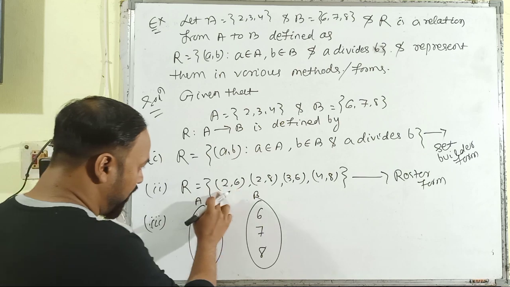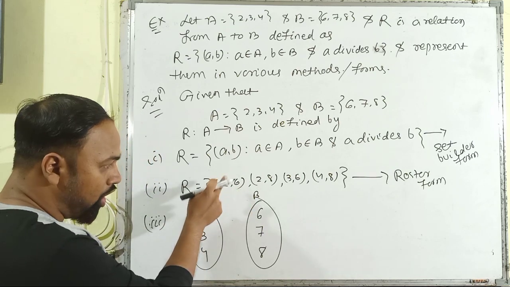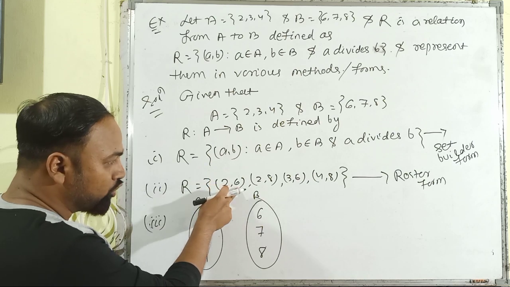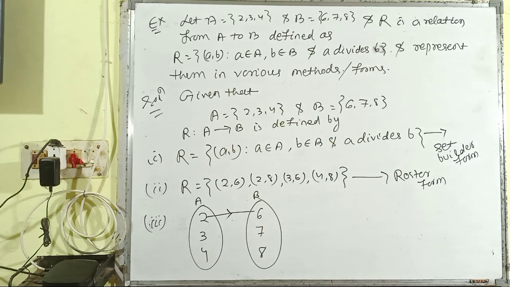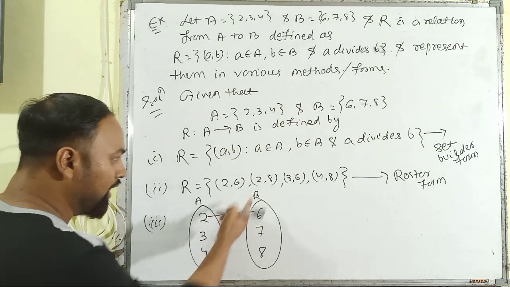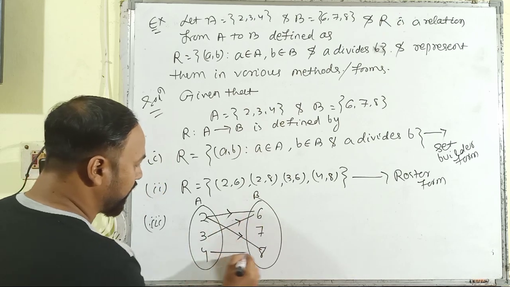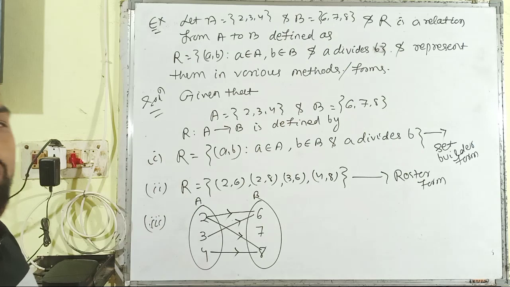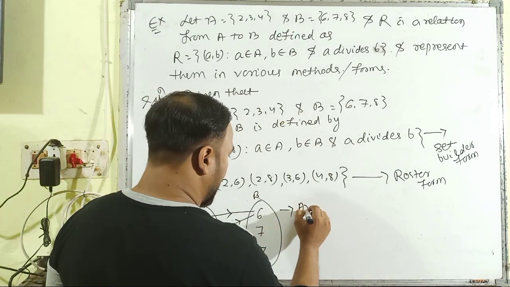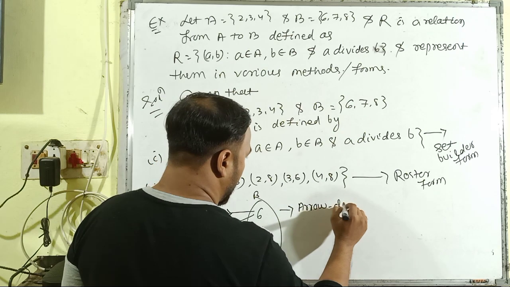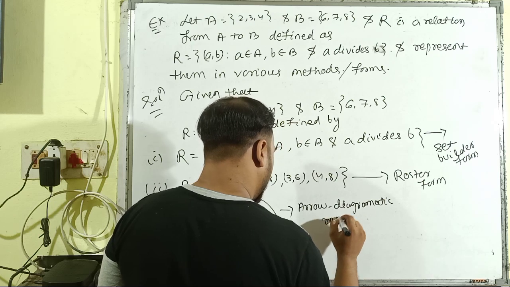From the ordered pair (2, 6), we get to know that the component 2 is attached with 6. So we make an arrow between 2 and 6 and connect them to each other. Then (2, 8) similarly, then (3, 6), then (4, 8). And here it is, the arrow diagrammatic representation.